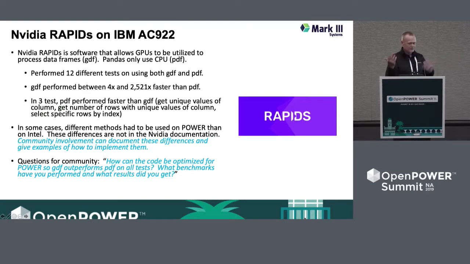So how can we explain the test where the GPU data frames didn't run faster than the CPU data frames? Why was that? Can we optimize the code? Rapids is open source pretty much. They'll let you do your own development on it. Why can't we optimize that and make it even faster?